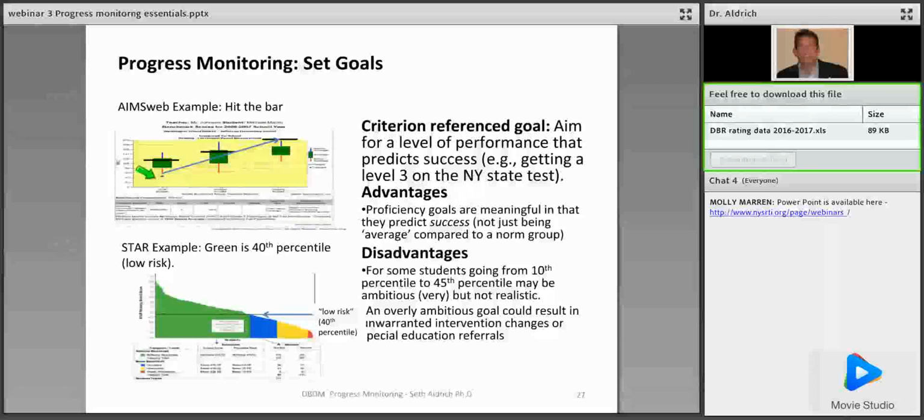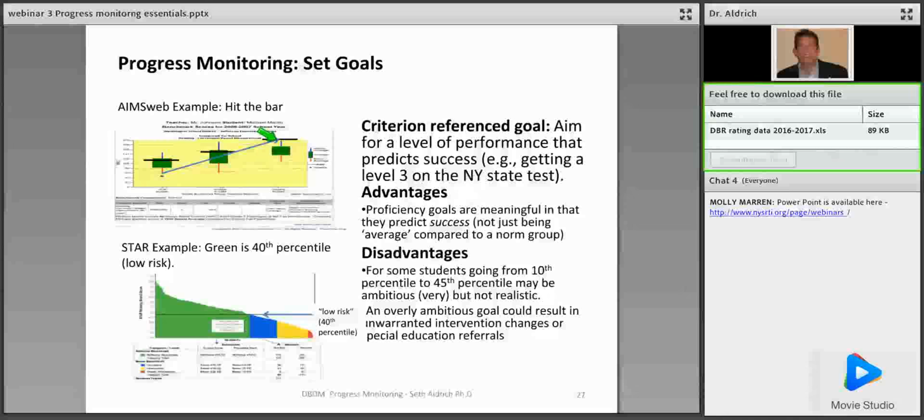But the amount of progress it might take to get from below the 10th percentile, like a Tier 3 student, up into the proficient or 45th percentile might not be realistic. You take that on a case-by-case basis, but you would want to be very careful about it.